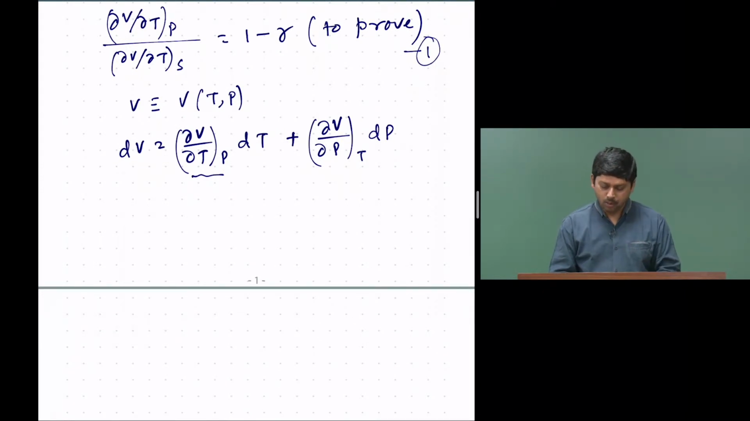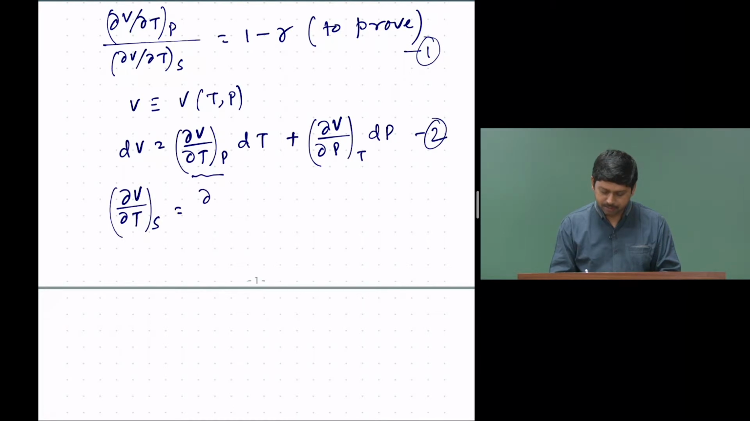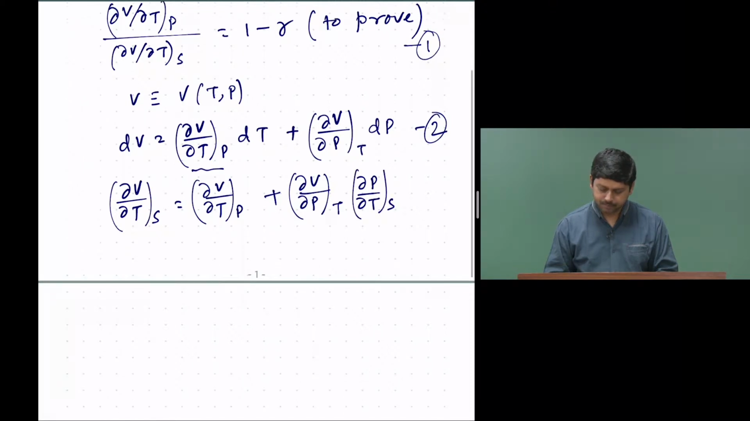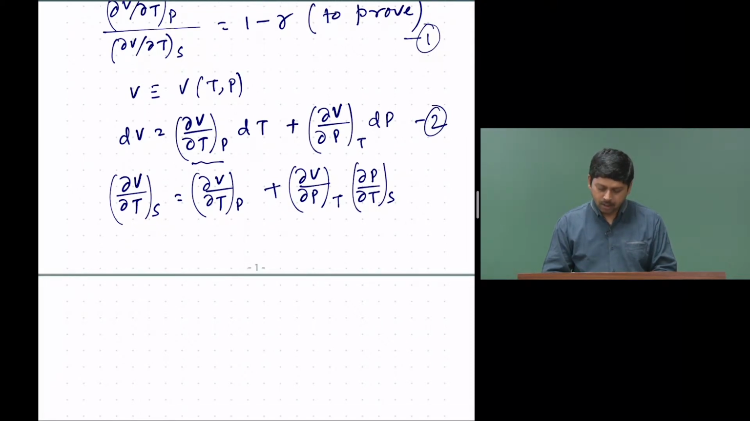So, therefore, we can differentiate equation 2 with respect to T at constant S, and write that as (del V/del T) at constant S is (del V/del T) at constant P, and dT by dT will be just 1, plus (del V/del P) at constant T and (del P/del T) at constant S. So, we have done that. Now, you see this gives me equation 3.